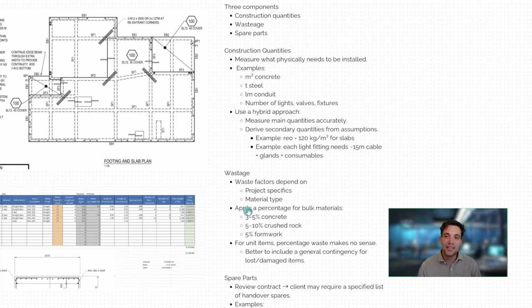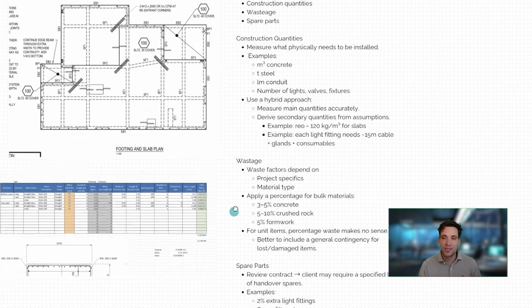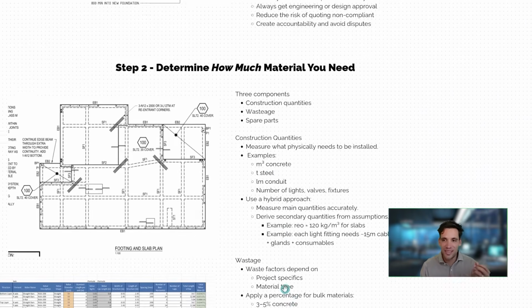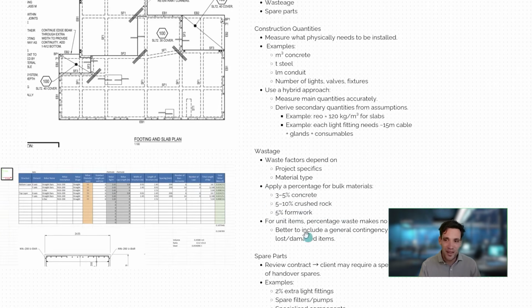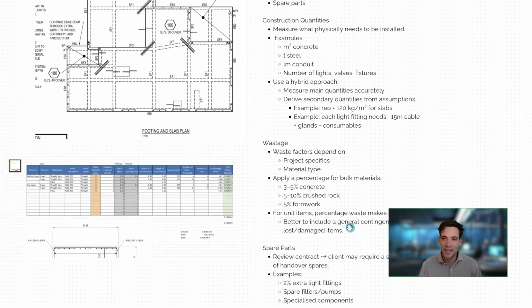Now, again, common sense, but if it's forgotten, it'll be missing from a quote, is that you're not ever going to use exact quantities of items. If the slab has 100 meters cubed of concrete in it, you're probably going to lose a little bit of concrete. For example, if it's an earth-formed slab and you don't have formwork around the edges, you'll have additional concrete wastage. Or if you're cutting and bending steel reinforcement, you'll have some wastage associated with it. Really, it depends on the project specifics of how you're building it and the material type, but you should always allow some percentage wastage for quantities like concrete, crushed rock, formwork.